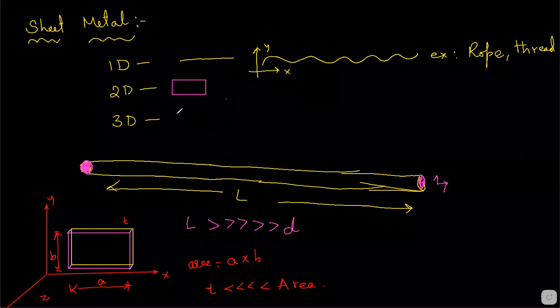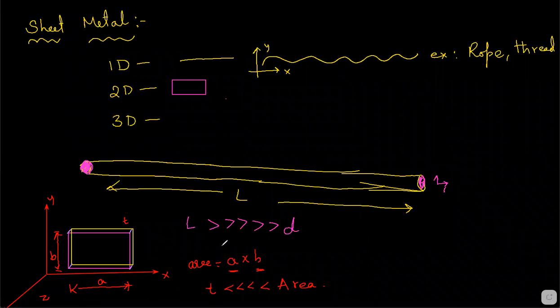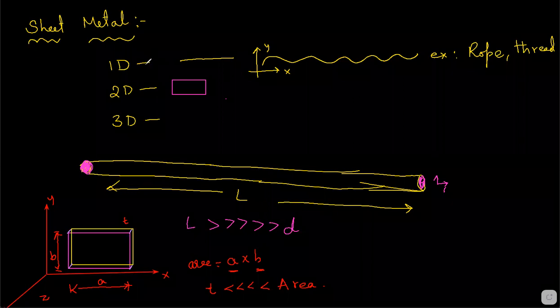Fine. Then what is 3D? I hope you understood what is 2D. 2D means area, 2 dimensions, right? A into B, 2 dimensions. Here L, only L. Thickness is very, very small. Here area is very, very small. That's my 1 dimensional. 2 dimensional means 2 dimensions are bigger than the third dimension. 1 dimension means 1 dimension is larger than the other 2 dimensions.